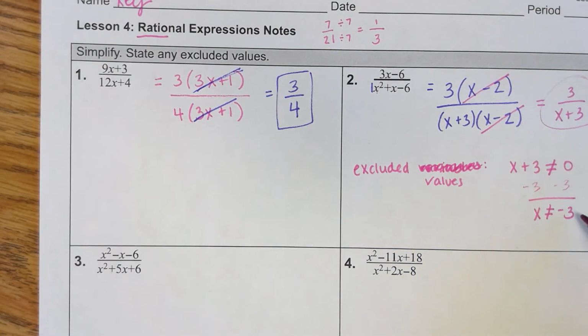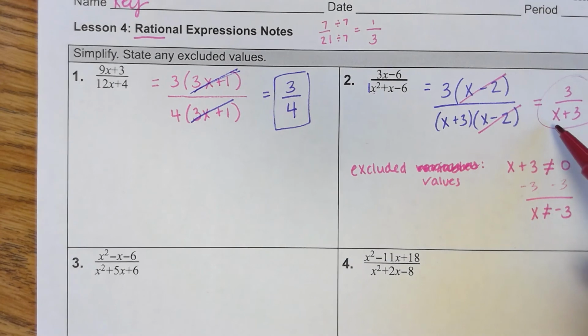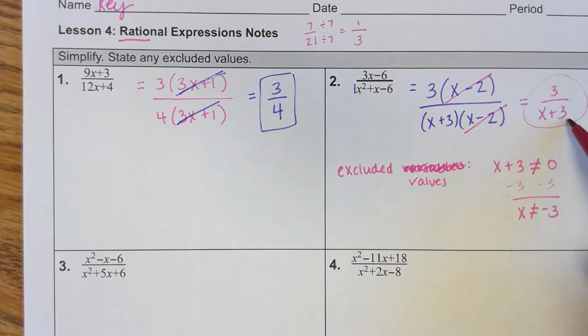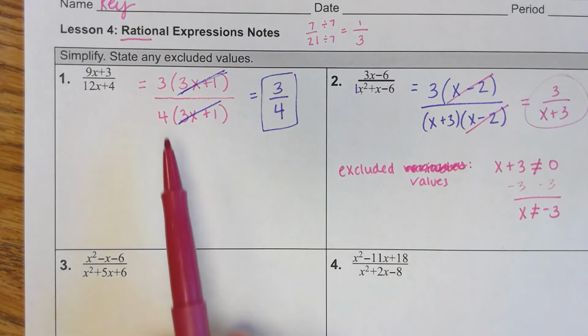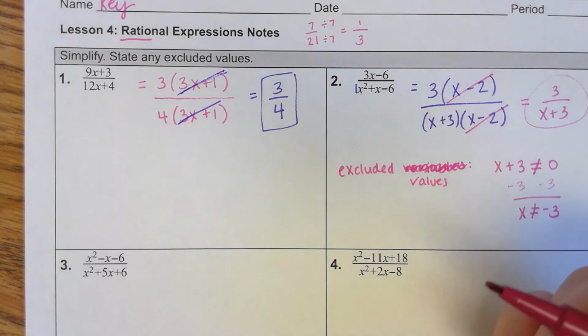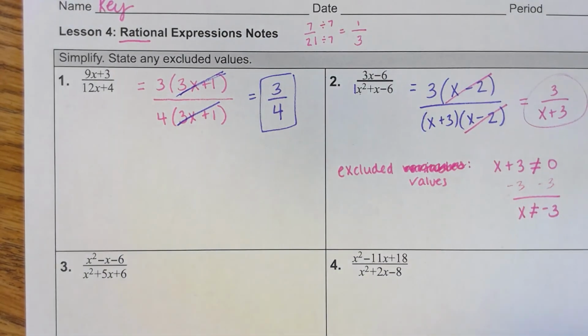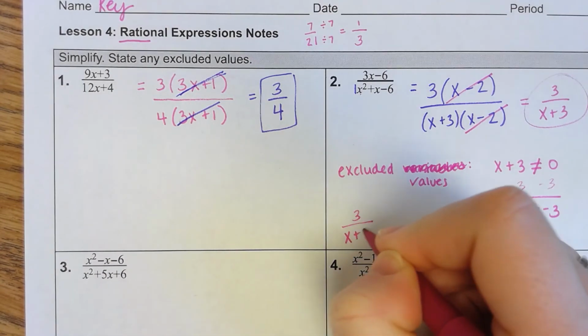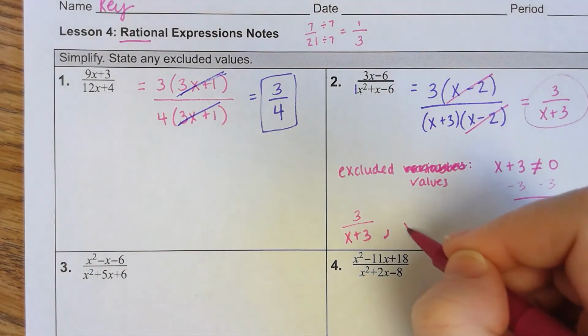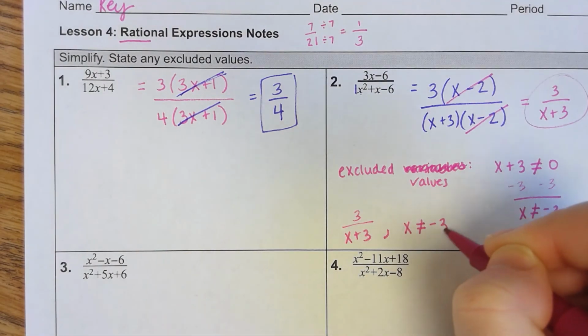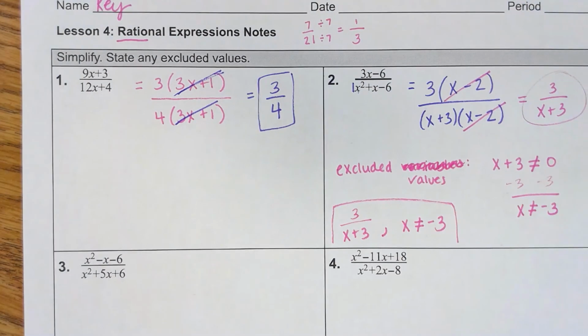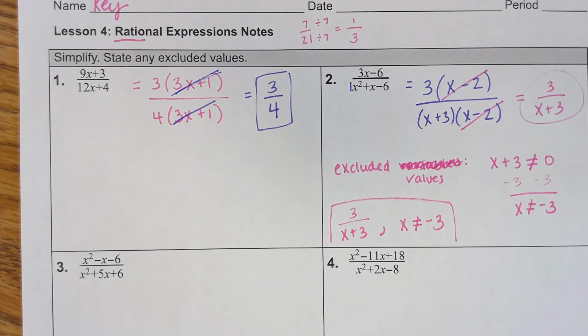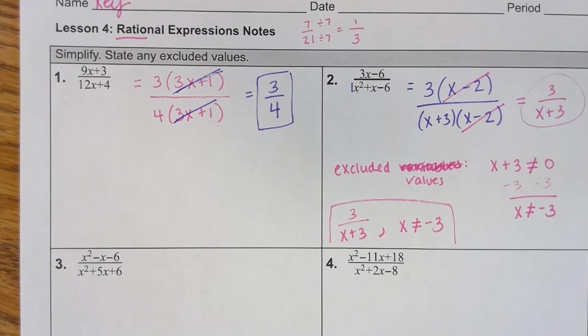If we think about that, if we plug -3 right in here, then we would get -3 plus 3 is 0. Can't do 3 divided by 0. We would get an undefined answer. So when it's asking us to state any excluded values, or really just to write our final answer, we would say 3 divided by x plus 3, comma, as long as x is not equal to -3. That's how we would format that. And you only have to do that at the end, once you've already figured out what the simplified denominator would be.